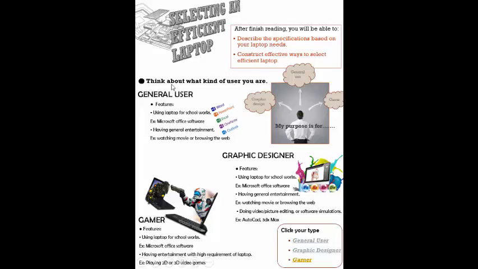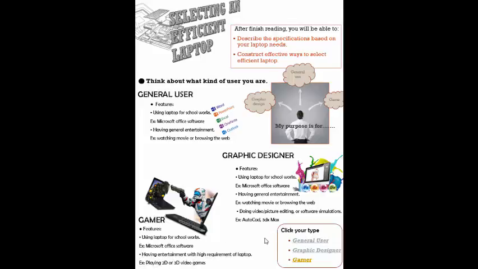When you go down, you can see I ask readers to think about what kind of users they are. In this project, I organized three groups of users. The first one is general users, the second one is graphic designers, and the third one is gamers. Each group has different features, so here's the description of the features here and here. Readers can go through all of the features in order to figure out what kind of users they are.